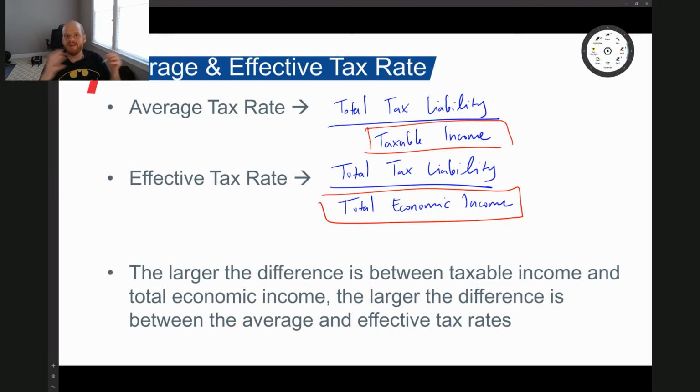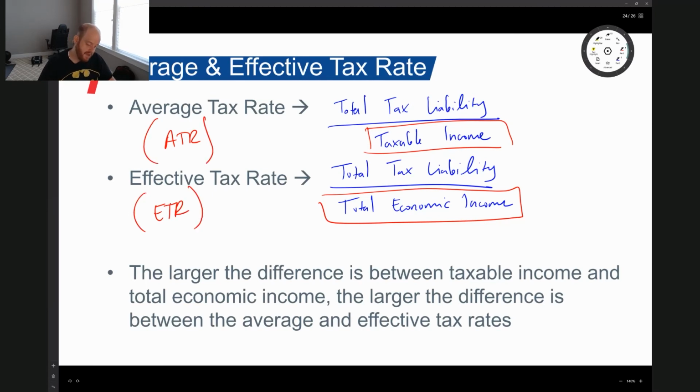The key here is not all of your income will be subject to taxation, right? Whatever you get as a gross income is not what is subject to taxation. So in one instance, you're taking your gross income into consideration, and in the other instance, you are taking your taxable income into consideration. The larger the difference is between taxable income and total economic income, the larger the difference will be between your average tax rate and your effective tax rate. So your ATR and your ETR, right?